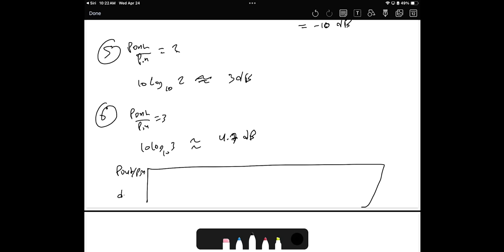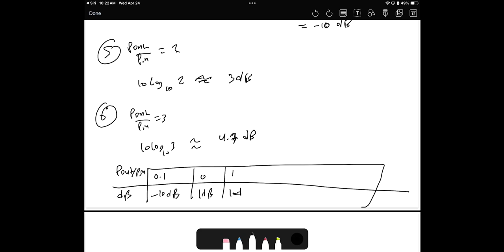Here is the ratio P out over P in, and here is the dB for the following. If it is 0.1, this will make it negative 10 dB. If it is 1, this will make it 0 dB. If it is 10, this will make it 10 dB. 2 is 3 dB. 3 is 4.7 dB. 10 is 10 dB. 100 is 20 dB. So you need to know this, okay? This is for the ratio for the output power. If it is for the voltage, I think you need to double these numbers, just times 2.